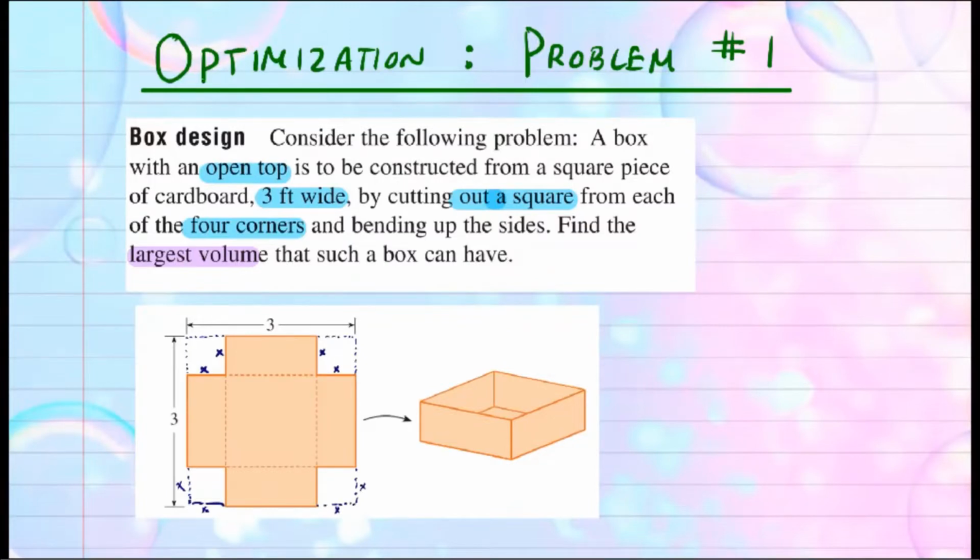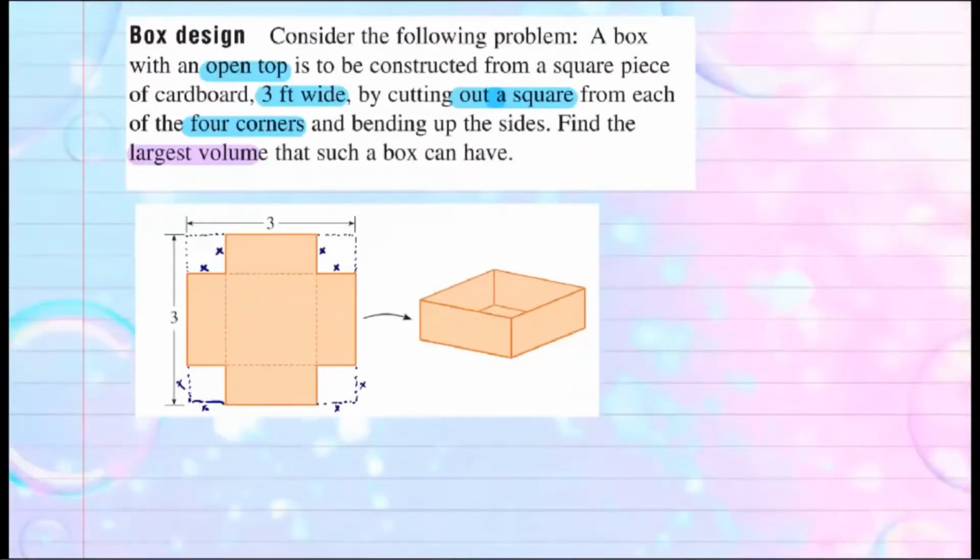So imagine that. And now let's think about the following. We want to maximize the volume of this particular figure. The volume of a box in this case is length times width times height. So we know the length and the width of the original piece, which is given to be 3 in this problem. So we can just call that 3.